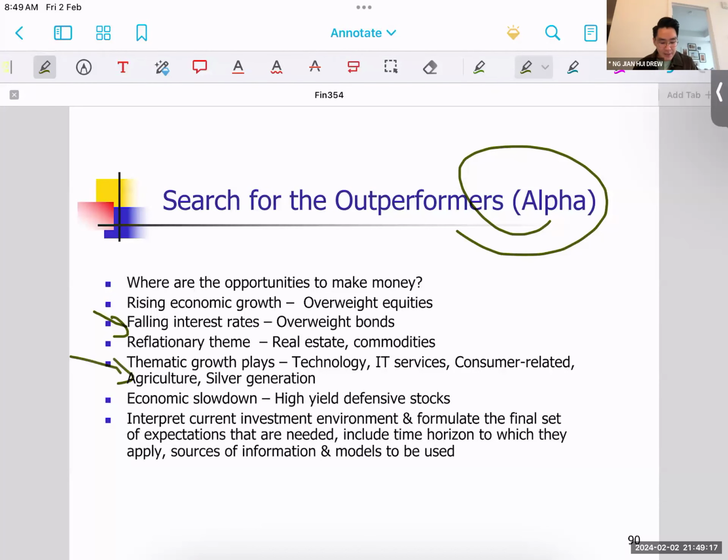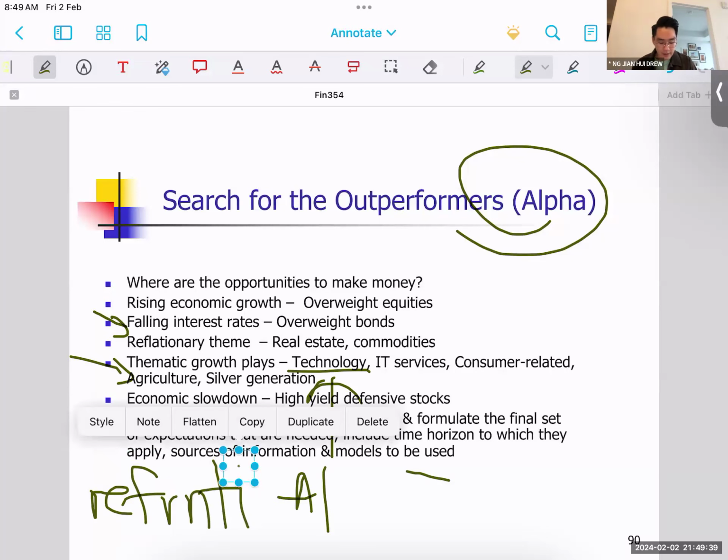So I like this idea of thematic play. For thematic play, I want to highlight again the focus on AI technologies. If we go to Refinitiv, I'll just type it out.